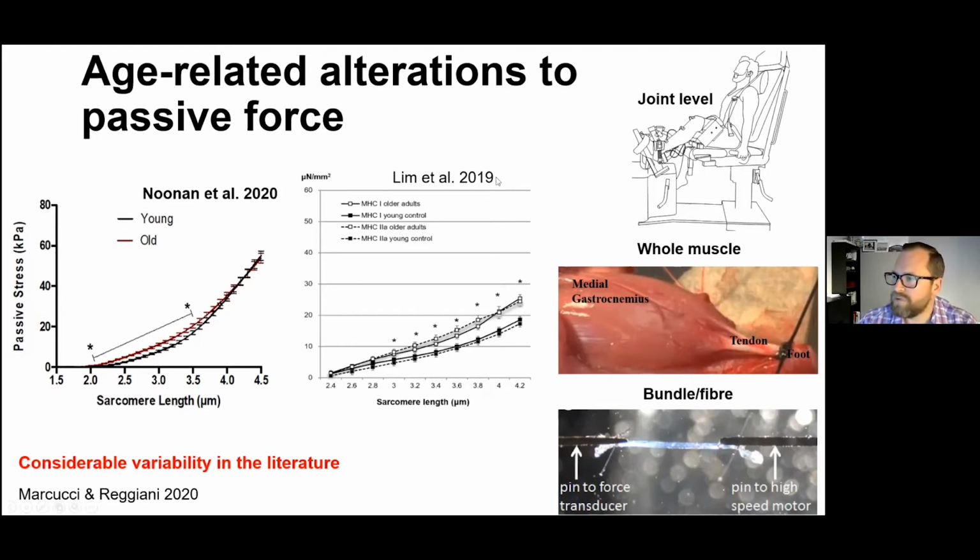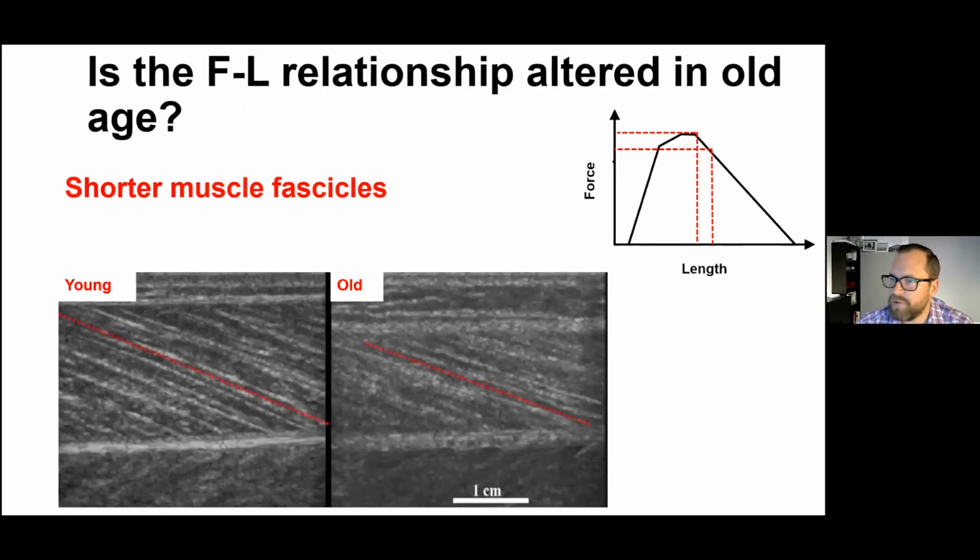Like I said, I'm interested today to talk about muscle architecture and how that might influence the often observed increase in passive force at the joint level. So with natural adult aging, it's pretty consistently shown that older adults have shorter muscle fascicles as compared with young, and this can influence the active force length relationship.